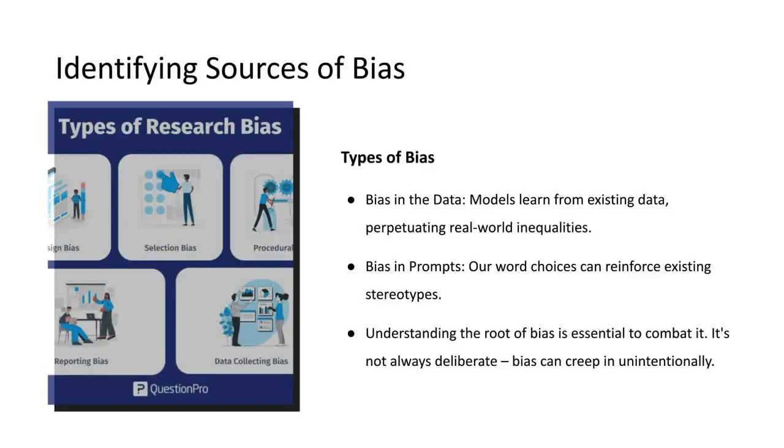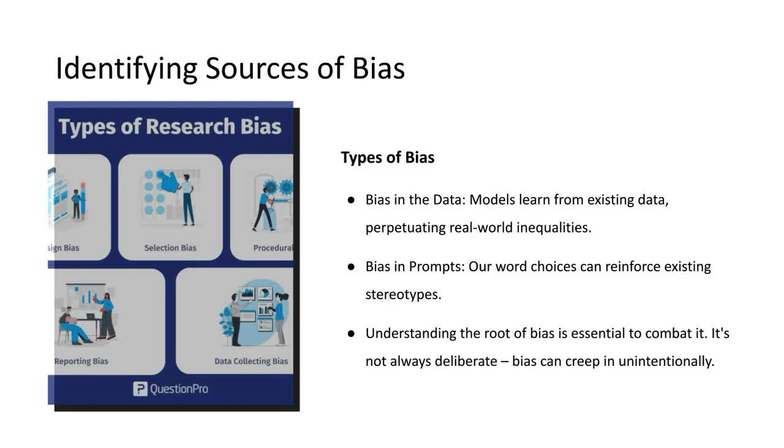Let's explore its sources and consider ways to mitigate it during prompt engineering and model development. Recognizing the root of bias is essential to combat it. It's not always deliberate. Understanding how it creeps in is key to more equitable outcomes. AI is susceptible to bias in two main ways: through the data it's trained on and the prompts used to guide it. Imagine an AI trained on loan applications that were historically more likely to approve loans for men than women. This AI might inherit that bias and continue to disfavor female loan applicants, even unintentionally perpetuating real-world inequalities.